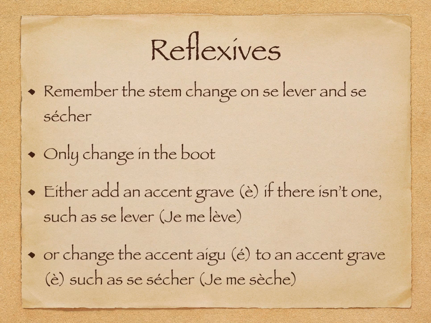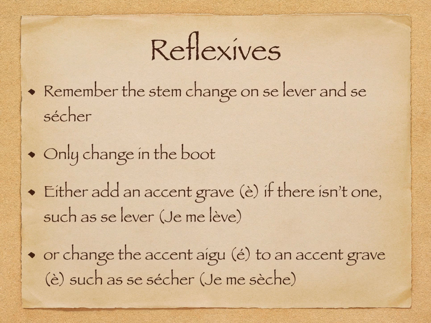Remember that se lever and se sécher have stem changes. Only these two change, not any other verb that has an accent on it. There are, of course, others, but they're simply not vocabulary words in this unit. Remember that these stem changes only occur inside the boot, so nous and vous will not change. The only ones that change are je, tu, il, elle, on, and ils and elles.